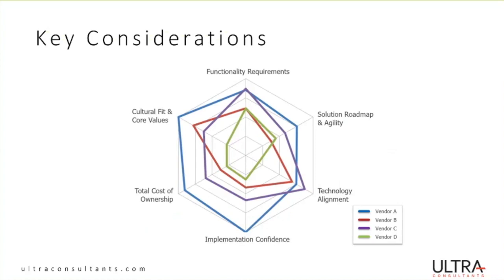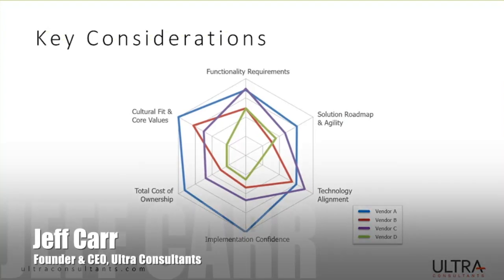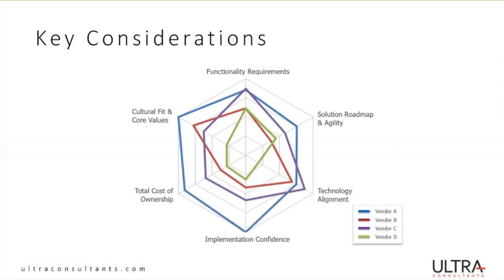This is what I call a spider chart. And in here, we've got listed the key considerations. I'll break this down in a minute. But you've got at the top the functionality requirements. Everybody thinks that if I'm looking at software, the biggest issue is, well, does it fit my needs? That's the functionality. But there's more to it.